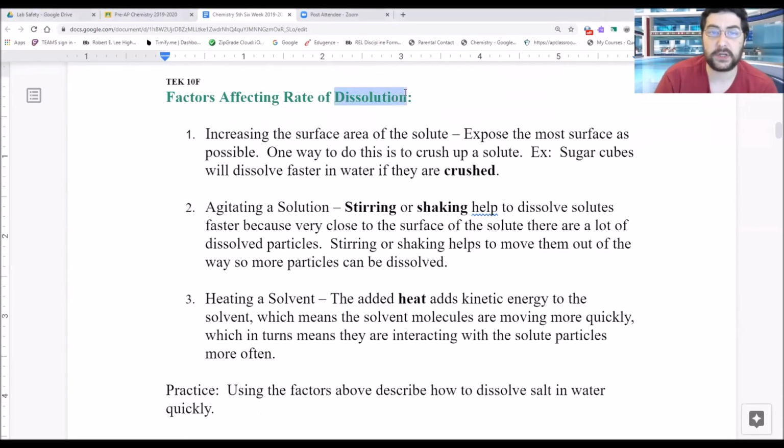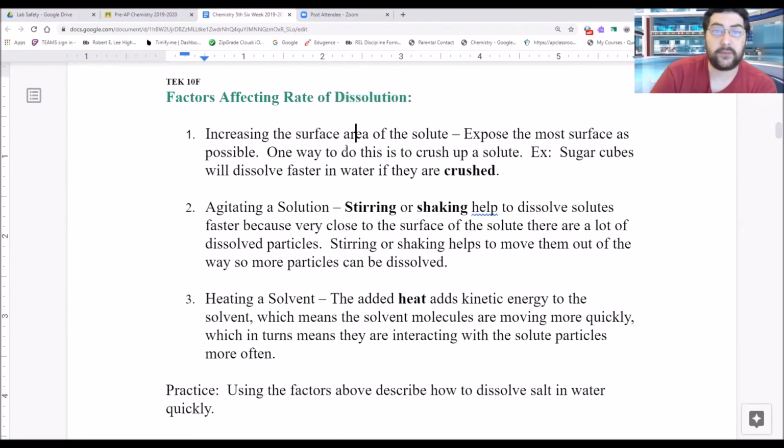Remember, dissolution means breaking into its ions, okay? And that's different from dissolving, okay? Dissolving just means that it's being surrounded by the solvent, but dissolution means that the solvent is actually pulling it apart into its ions, okay?